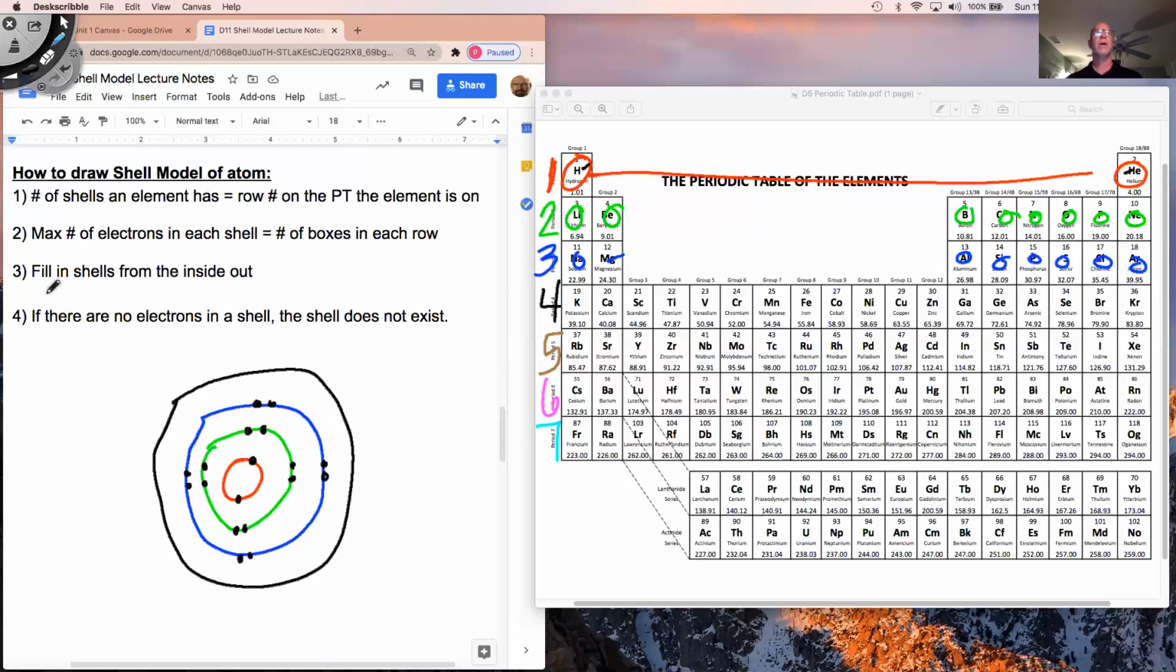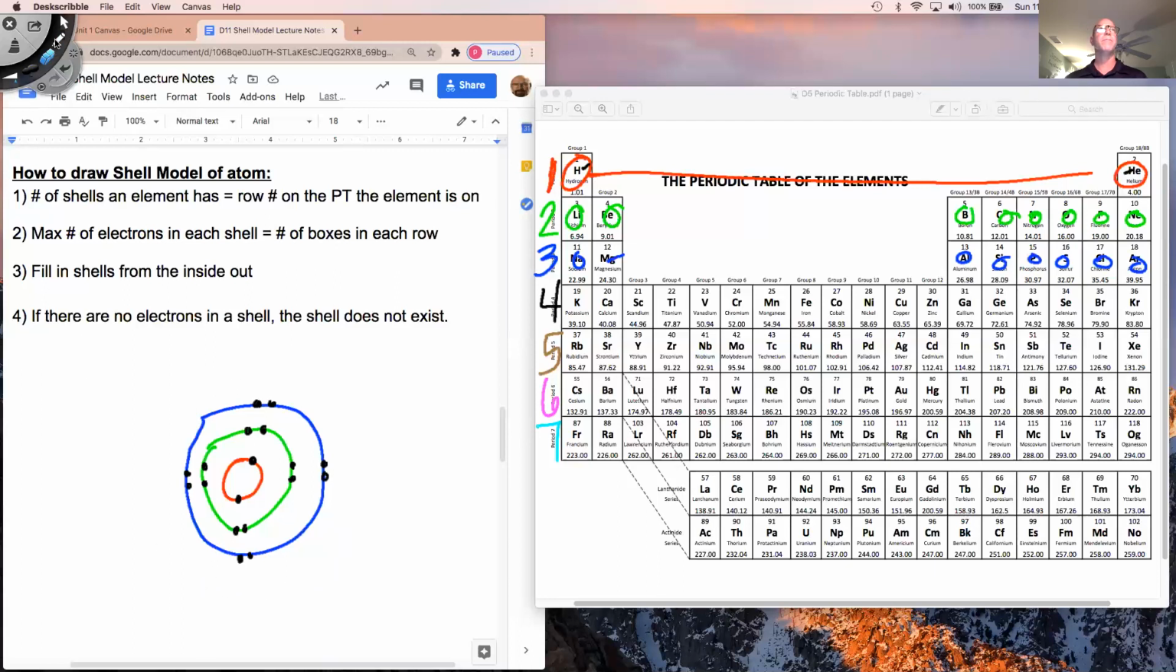So, and you always fill the shells from the inside out. So you notice I started on orbital 1, then shell 1, shell 2, shell 3. And if there's no electrons in a shell, well, in theory, if I had no electrons, that shell would not be there. And I would take my little pen and I'd be like, okay, well, let's get rid of this guy because there's no electrons there. So we'll take them out. All right?